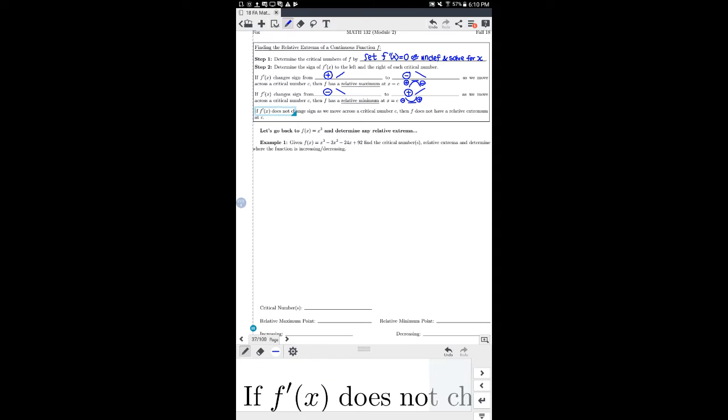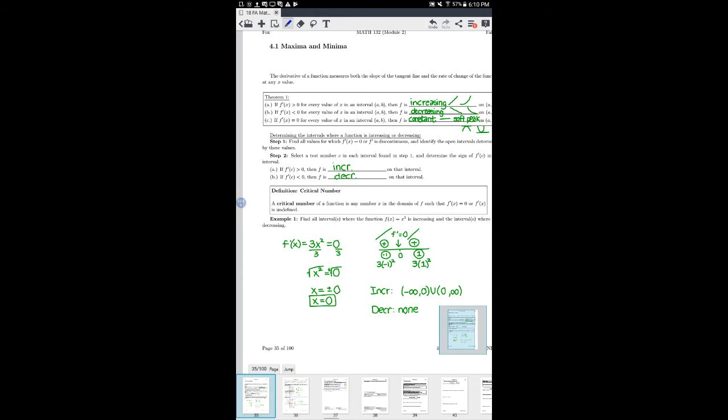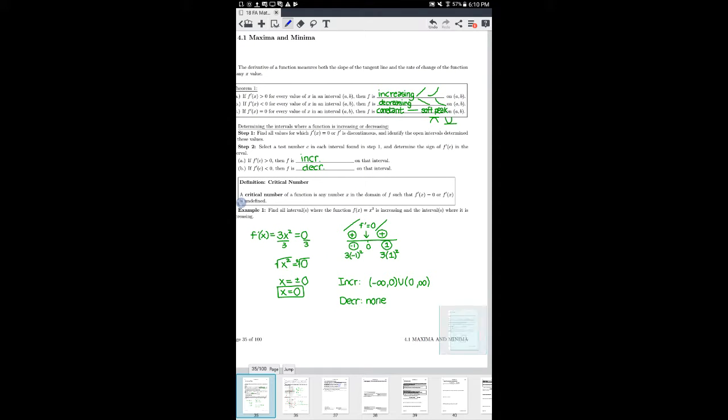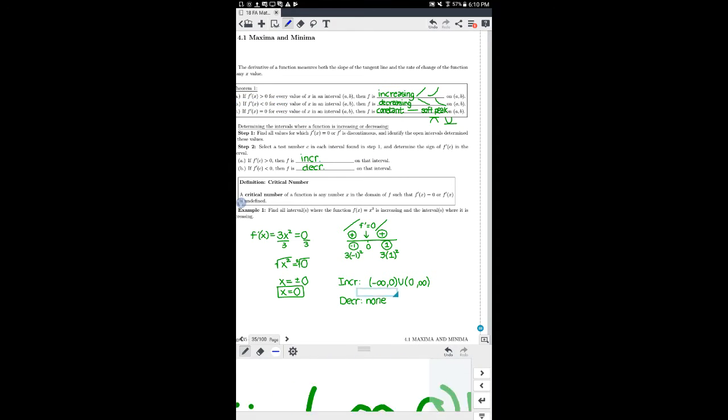In the last case, if f prime does not change sign as we move across the critical number c, then f just does not have a relative extremum at that value. So let's go back to f of x is x cubed and determine any relative extrema. Back to that page 35. We did the first step already. We already found the critical number, x is 0, and we already made our sign chart and determined increasing versus decreasing.